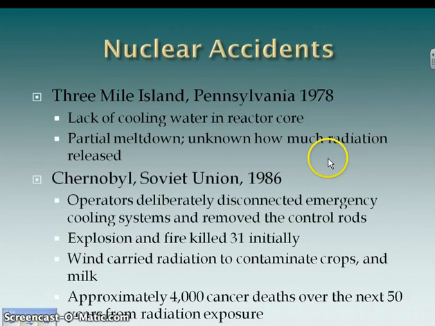First of all, talking about accidents, there have been two very well-known accidents. First, Three Mile Island, right here in the United States in Pennsylvania, which happened in the late 1970s. There was a lack of cooling water in the reactor core. Without that water to cool the reactor down, the reactor heated up. That's called a meltdown, and Three Mile Island experienced a partial meltdown. A certain amount of radiation was released, and there was an evacuation of children and pregnant women.